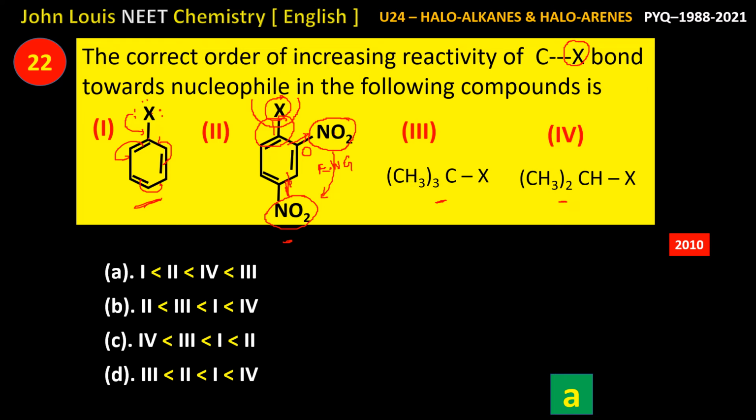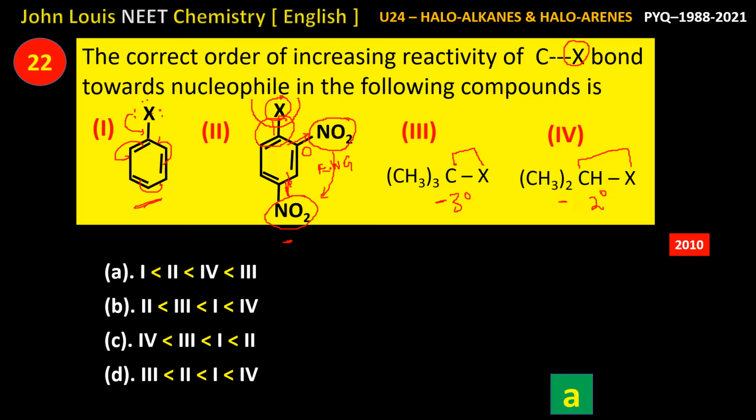Okay, what about the third one? Here it is a tertiary halogen compound. The halogen is bonded to a carbon which has no hydrogen. Therefore, this is a tertiary halogen, which is more reactive. The carbocation formed from the tertiary halogen compound will be more stable. And what about option 4? The halogen is bonded to a carbon which has only one hydrogen, therefore it is a secondary halogen compound. So the carbocation formed from the secondary halogen compound will be less stable than that from the tertiary halogen compound.